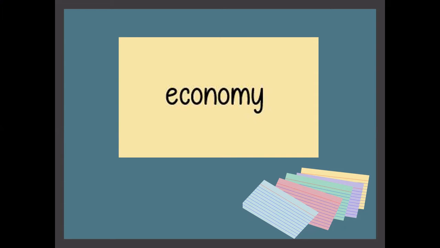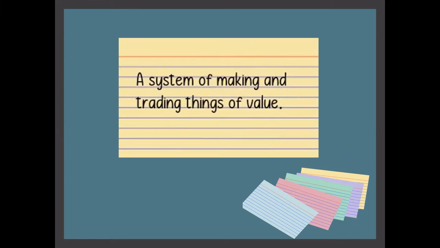When you're first learning unfamiliar terms, you probably won't be able to recite the definition for any of the words, so don't get discouraged. That's normal. The key part of this stage is just figuring out what you know and what you don't know. If you don't know the definition, in other words, you can't recite it from memory out loud without looking at the back of the card, flip the card over and read the definition out loud to yourself. A system of making and trading things of value. Again, a system of making and trading things of value.